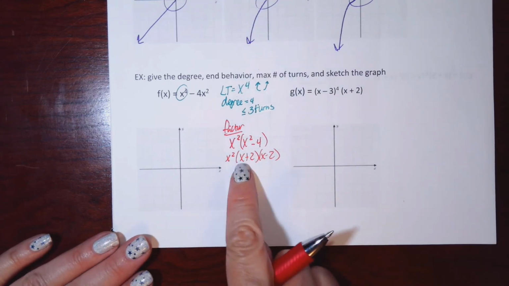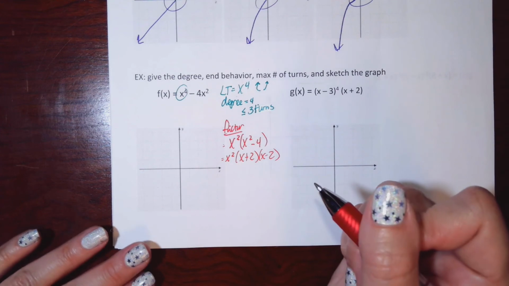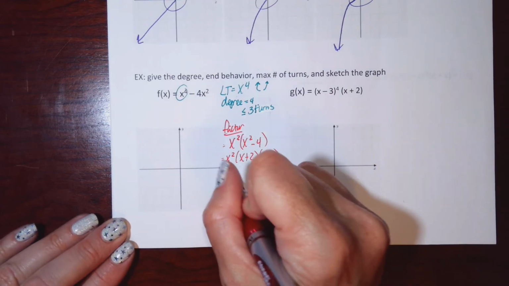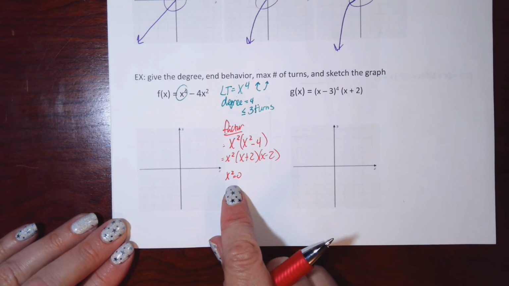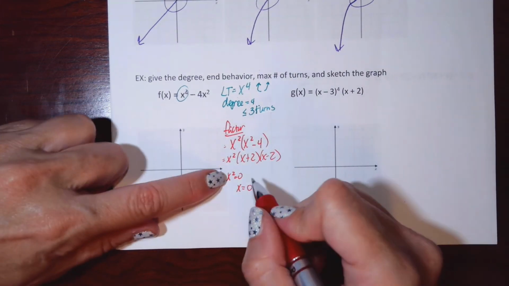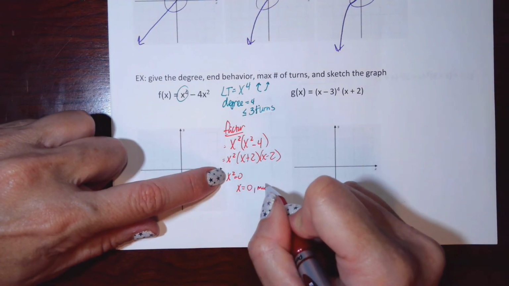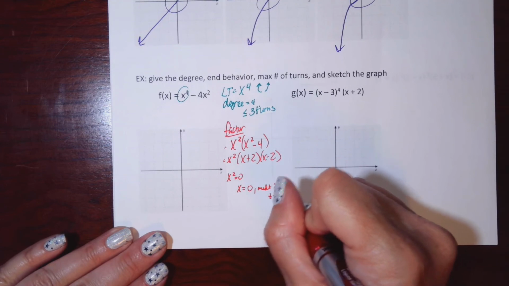So I have 3 different factors here. Each of those factors results in a root. If I set x squared equal to 0, and I take the square root of both sides, the square root of 0 is just 0. So my first root is at 0. The multiplicity there is 2, so it's even multiplicity. It's going to touch and turn.